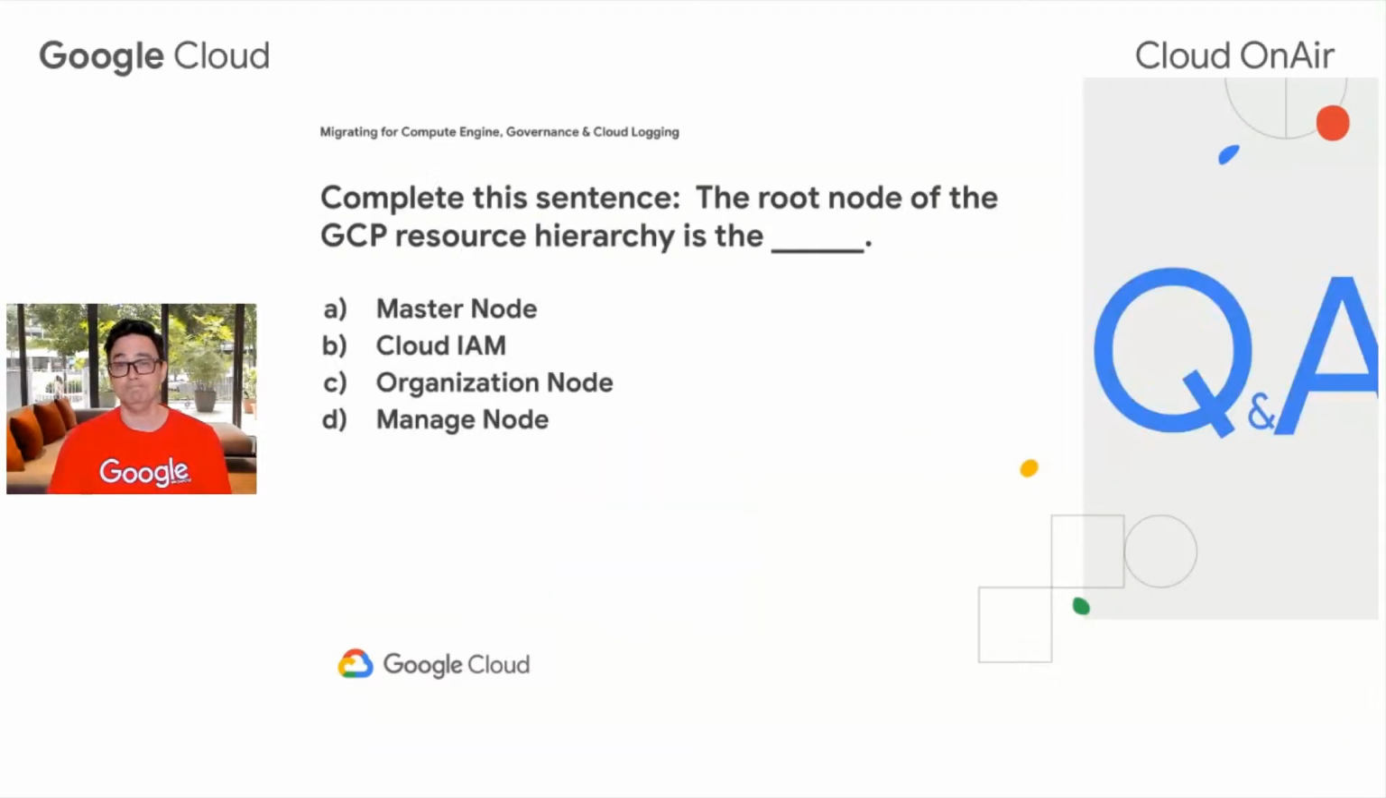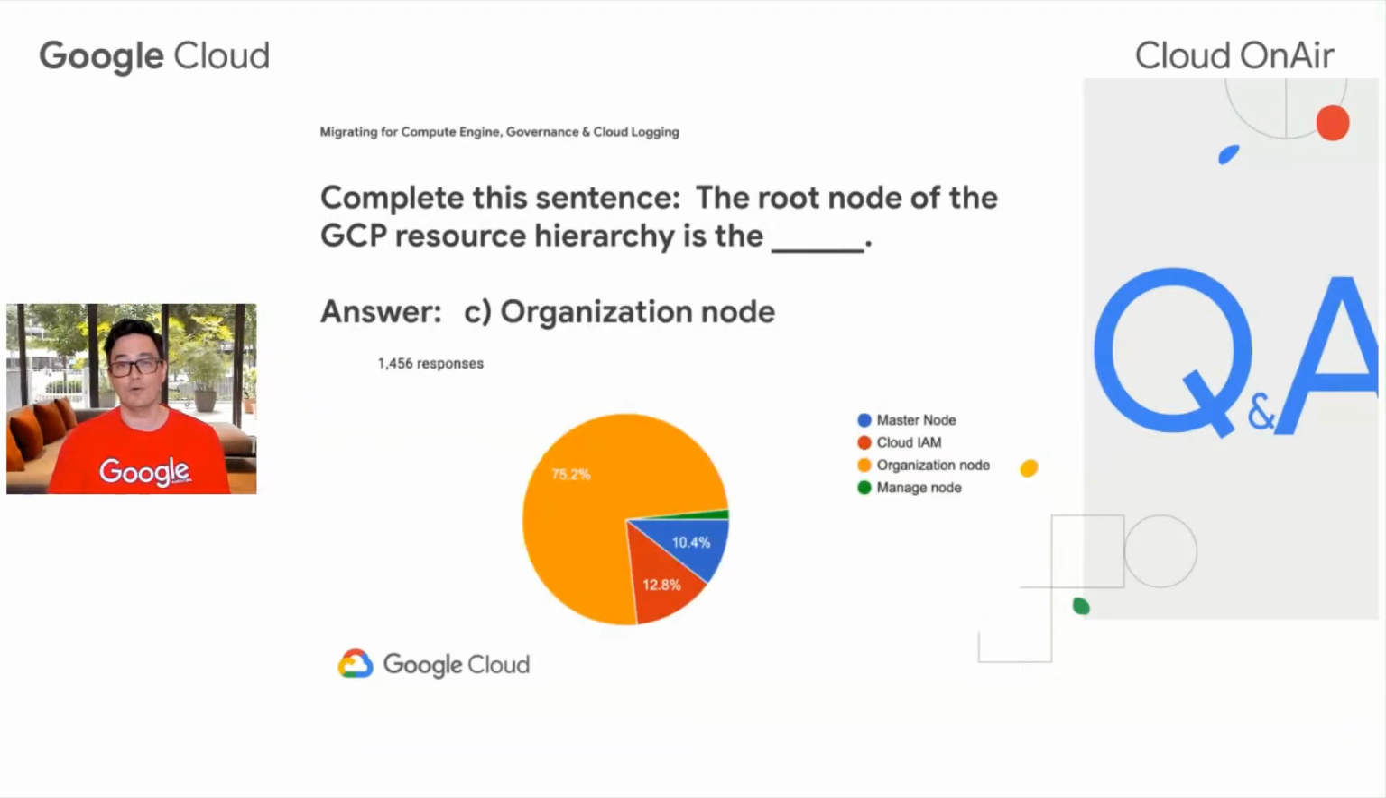Next question. Complete this sentence. The root node of the GCP resource hierarchy is the A, master node, B, cloud IAM, C, organization node, or D, manage node. And the answer is C, organization node. Right, so all of this is tied to that single organization node. So again, as a large enterprise, you can keep track of the hierarchy and set the policies across that entire hierarchy. So not only do we talk about this, but earlier we saw the demonstration from Christina talking about how to set up that hierarchy.